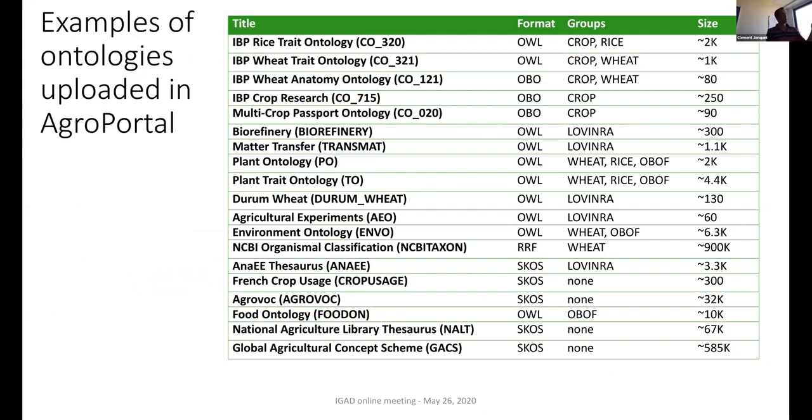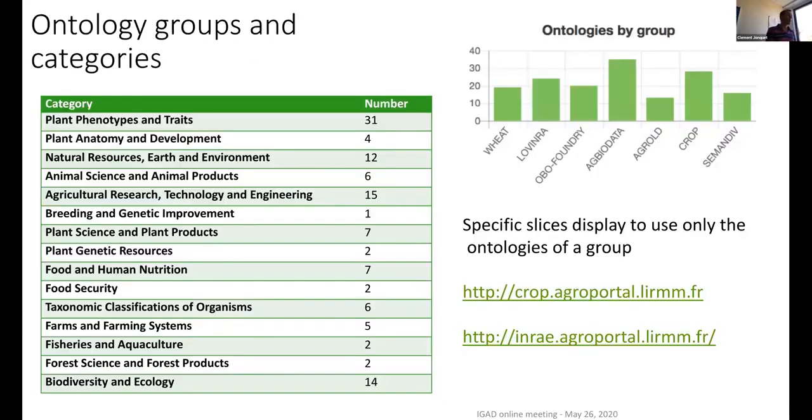They go from different trait dictionaries, or from the Crop Ontology project, for example, but they also include reference taxonomies like the NCBI organismal classification, the INRAE thesaurus or the AgroVoc thesaurus, those reference thesauri developed by reference organizations. We maintain this environment with a specific focus on agriculture and agronomy. So we organize ontologies in groups and categories, which facilitates the customization of the portal.